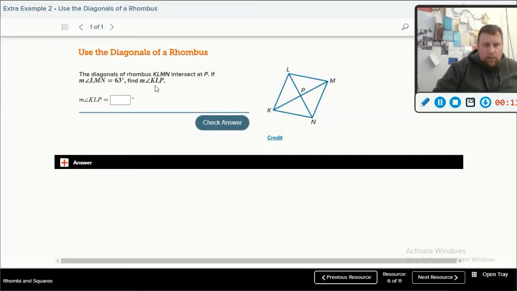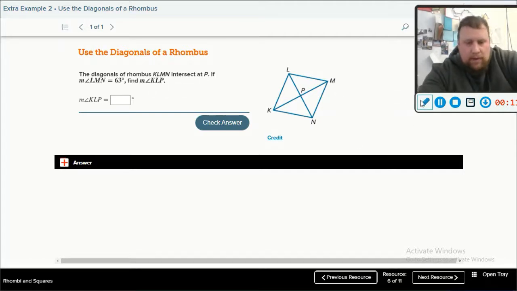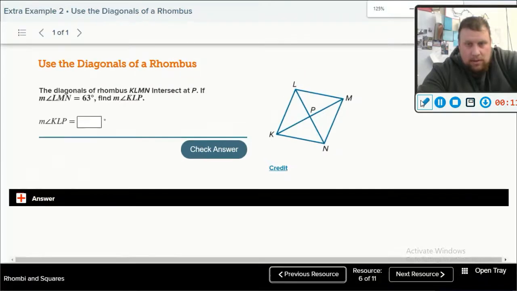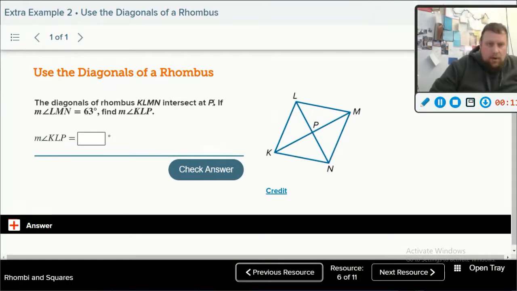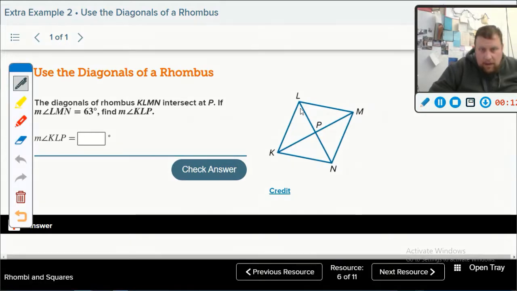Use the diagonals of a rhombus. The diagonals of a rhombus, KLMN, intersect at P. If the measure of angle LMN is 63 degrees, we're going to have LMN. So that whole thing is going to be 63 degrees. Find the measure of angle KLP. So I want to find this angle right here.